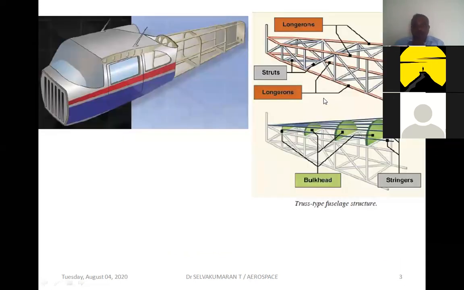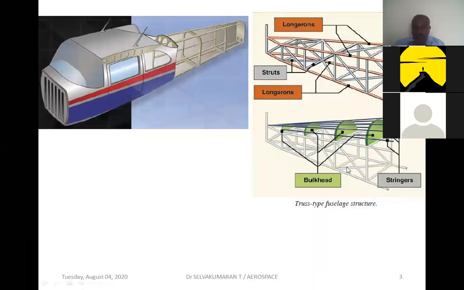So here, I'm just highlighting a typical fuselage structure. You can see here the various structural members and also named here. You can see that this is a structural member that runs along the length of the fuselage, longerons, or it is called a longitudinal stiffener. Longerons are longitudinal stiffening members that run along the length of the fuselage, and this is a strut, we call it as.